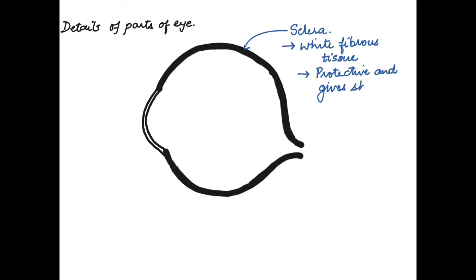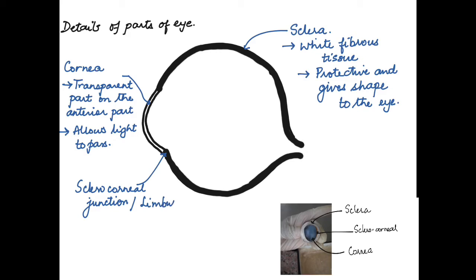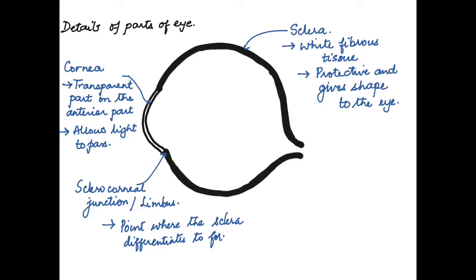The sclera layer extends to the outer or the anterior part of the eye to form cornea, which is a transparent layer on the outer part of the eye. Now, cornea is transparent to allow the light to pass through it. The point where the sclera differentiates to become the transparent cornea is called the sclerocorneal junction or the limbus. So, this makes the outer layer of the eye.